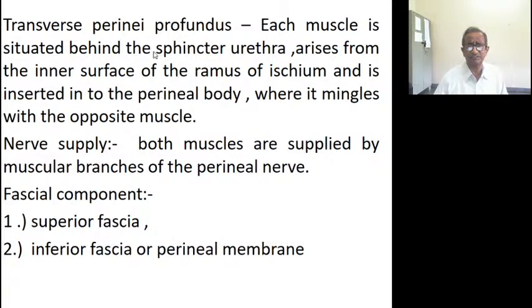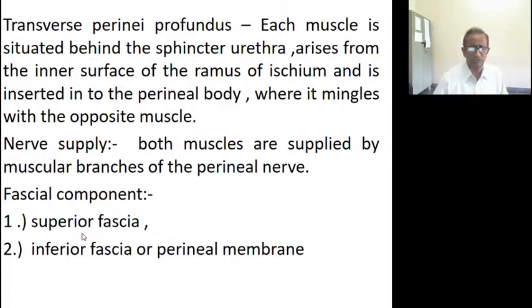Transverse perinei profundus. Each muscle is situated behind the sphincter urethrae, arises from the inner surface of the ramus of the ischium and is inserted into the perineal body, where it mingles with the muscle of the opposite side. Nerve supply: both muscles are supplied by the muscular branches of the perineal nerve.